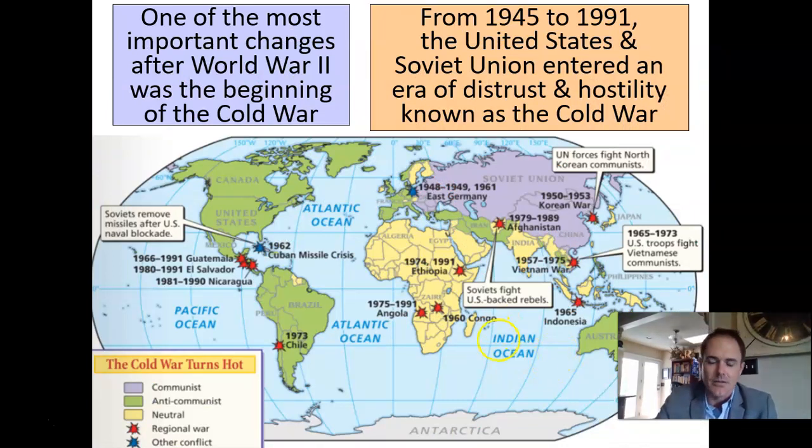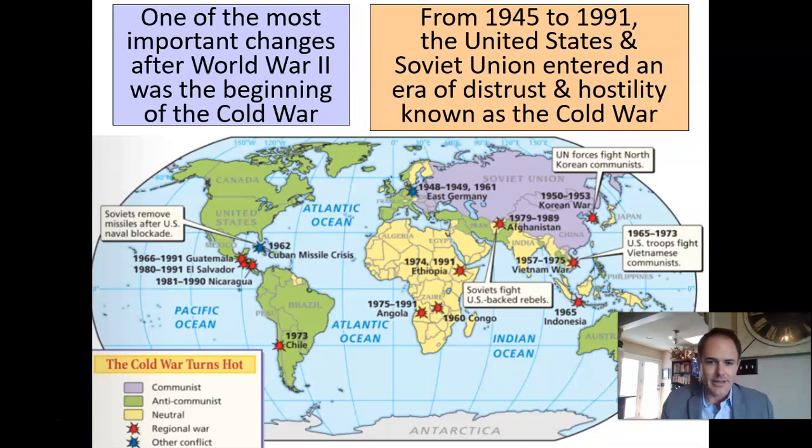But as I said, our main topic for today is the beginning of the Cold War, one of the most important changes after World War II. It's a realignment of global powers after the war, because essentially the war left the United States and the Soviet Union as the two sole superpowers.